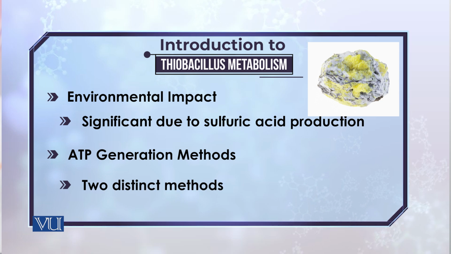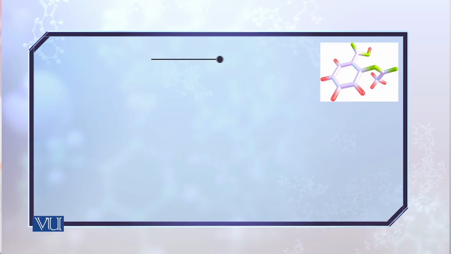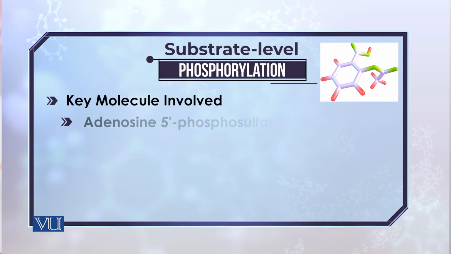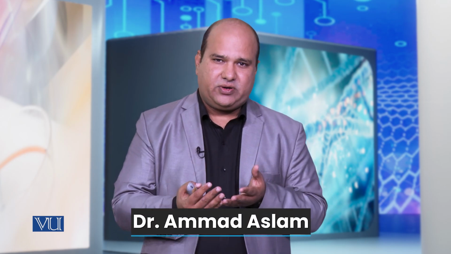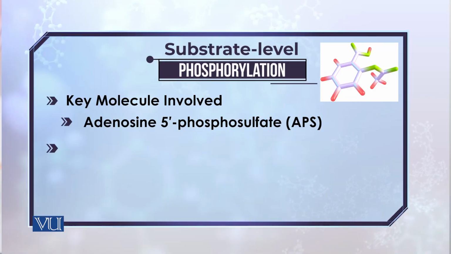There are two modes of ATP production in these microbes. One is substrate level phosphorylation. You have already studied and know about substrate level phosphorylation. You will also study it, or you have already studied it, in the glycolysis process, in which substrate level phosphorylation gives rise to the formation of ATP. Similarly, substrate level phosphorylation gives rise to the formation of ATP here also in these sulfur oxidizing bacteria.